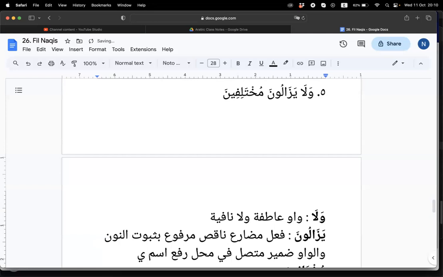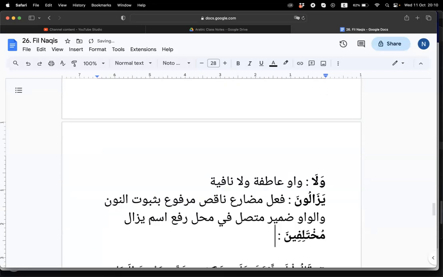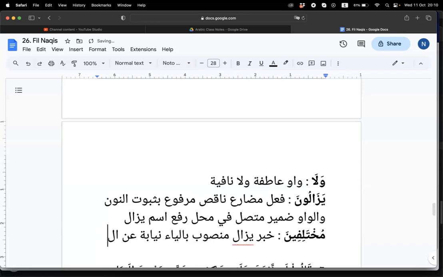Ism yazalu. Exactly. Ism yazalu, good. And then the khobar of yazalu: mukhtalifina. Good. Status: mansub bi ya, niabatan anil fathah, because it is jama' muzakkar salim. Very good.